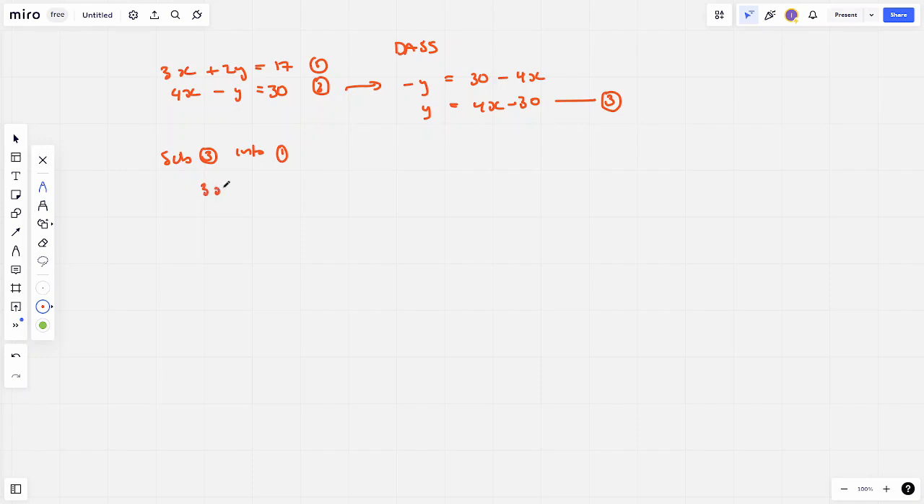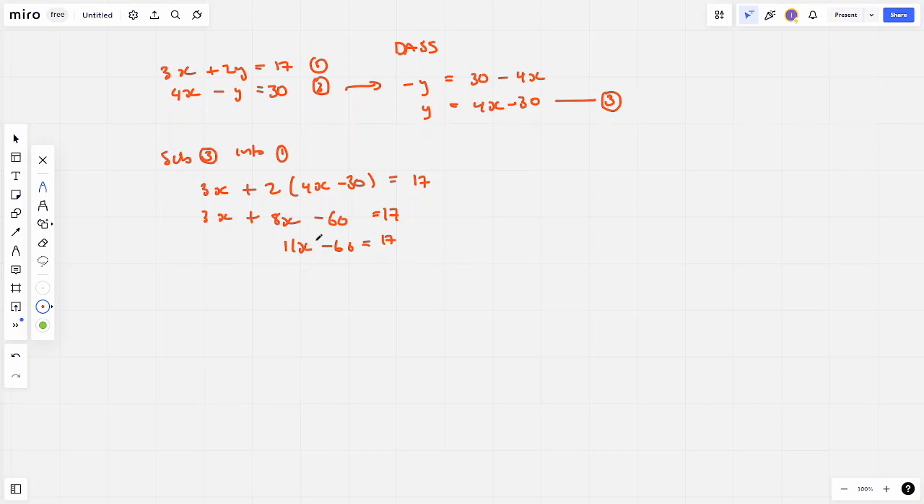So that's 3x plus 2 lots of the y, which is 4x minus 30, equals 17. So let's expand that through. We've got 3x plus 2 multiplied by 4x, which is 8x, and then the 2 times minus 30, which is minus 60. That equals 17. So again, we're going to clean this up. 3x plus 8x, common factors of x, that equals 11x minus 60 equals 17.